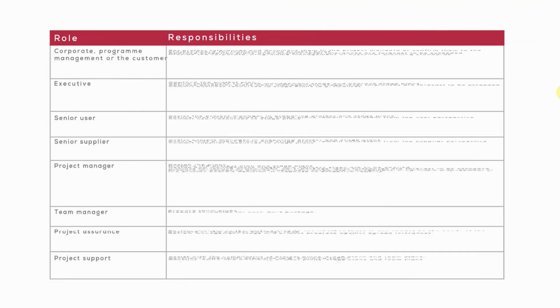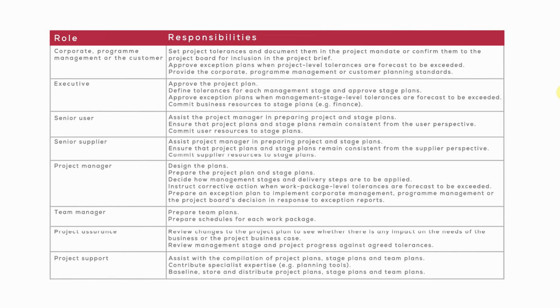So that leaves us really with only one thing to talk about, and that is the roles and responsibilities related to the plans theme. So we'll go and have a quick look at table 9.1 in the chapter. So again, the most important ones to concentrate on here are the project board, the project manager, potentially the team manager. And let's look at the responsibilities. So the executive approving the project plan, defining tolerances for each stage, approving exception plans when management stage level tolerances are forecast to be exceeded, and committing business resources to the plans.